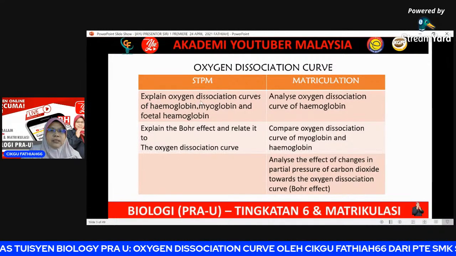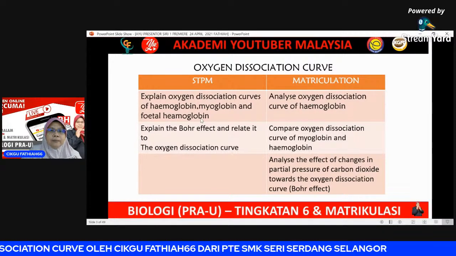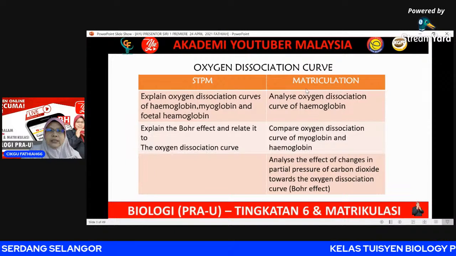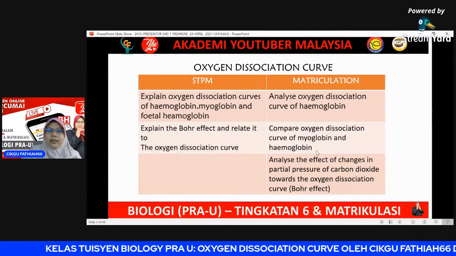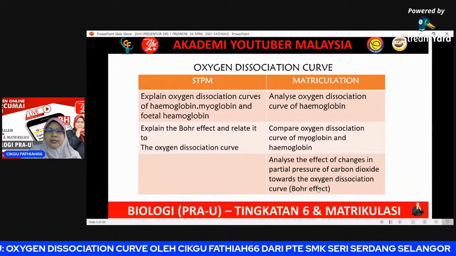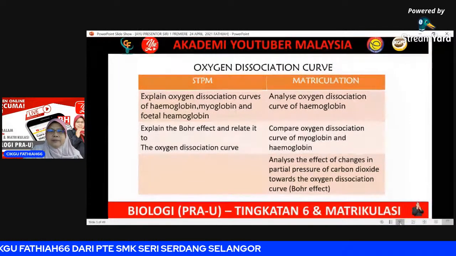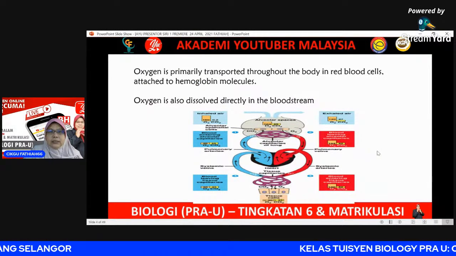Number 1, explain the oxygen dissociation curve for hemoglobin, myoglobin, and fetal hemoglobin. Number 2, explain the Bohr effect and relate it to the oxygen dissociation curve. For matriculation, the learning outcomes are: analyze the oxygen dissociation curve of hemoglobin; compare the oxygen dissociation curve of myoglobin and hemoglobin; and analyze the effect of changes in the partial pressure of carbon dioxide on the oxygen dissociation curve, or the Bohr effect.